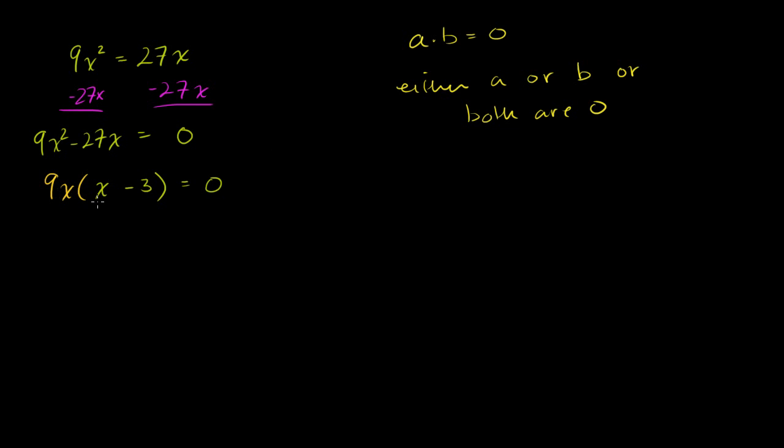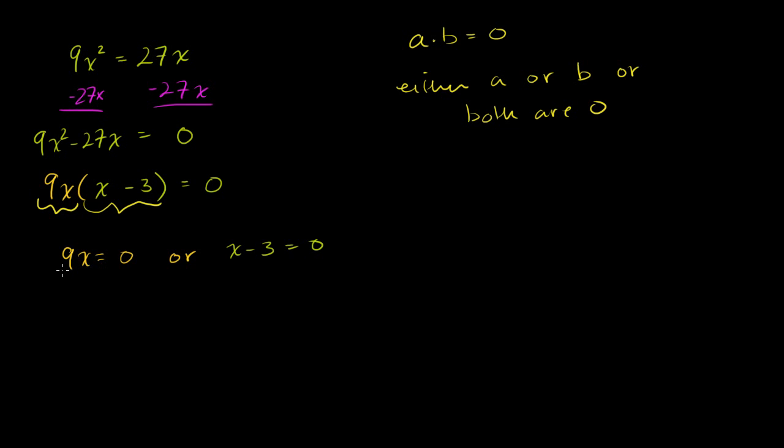So we're doing the exact same thing here. We're taking the product. You could view that as a. You could view that as b. We're taking the product of two numbers and saying that that product is equal to 0. So that tells us that either 9x is going to be equal to 0 or x minus 3 is going to be equal to 0. Either of these or both of these are going to equal 0.